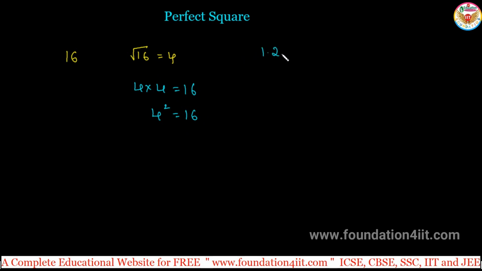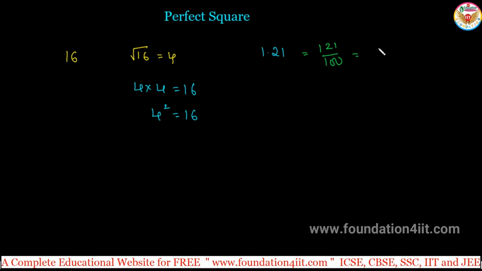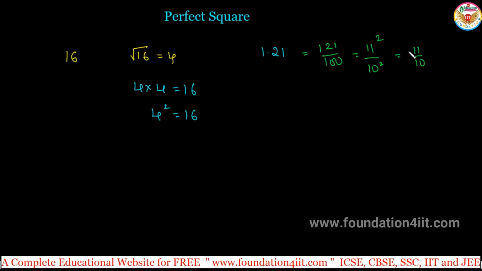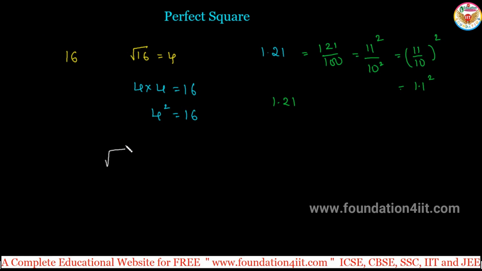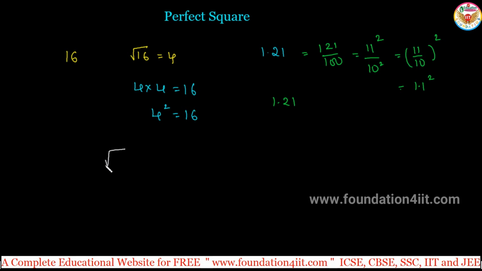We can see the same with examples, even decimals: 1.21. You can write 1.21 as 121 by 100. 121 is 11 into 11, 100 is 10 into 10. So 11 by 10 whole square, and 11 by 10 is 1.1, squared. That means 1.21 is also a perfect square. And this is the symbol. Already we know that this is the square root symbol. Actually this is a root symbol. If you imagine a 2 here, it is a square root; if it's a 3, a cube root. This root form comes from the Latin word radix, meaning a root. From that word they made it.